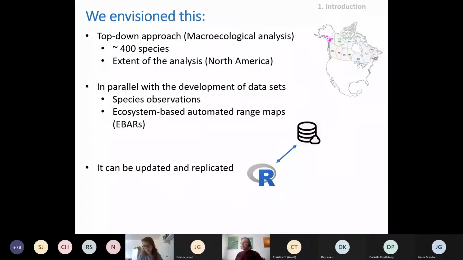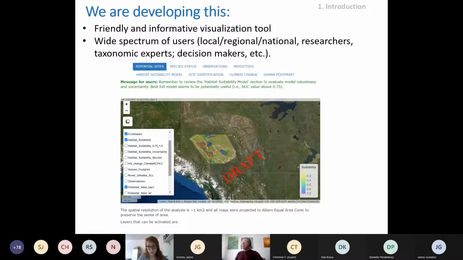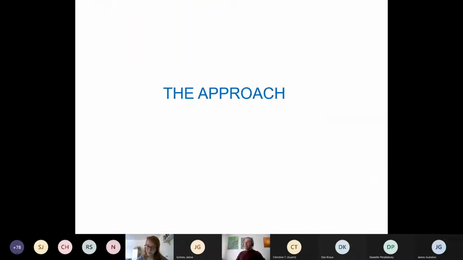So the scripts are basically in R, and we have the potential to connect with the data sets with NatureServe. But we also envision a friendly and informative visualization tool in order to show the whole process, and I'll explain a little bit of that later. And we also want to include different needs from different users, from local, regional, national users, and researchers, and different taxonomic experts and decision makers. So I'm going to show you the tool in a little bit.